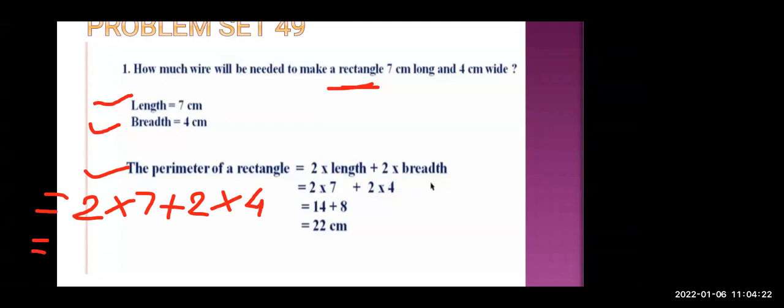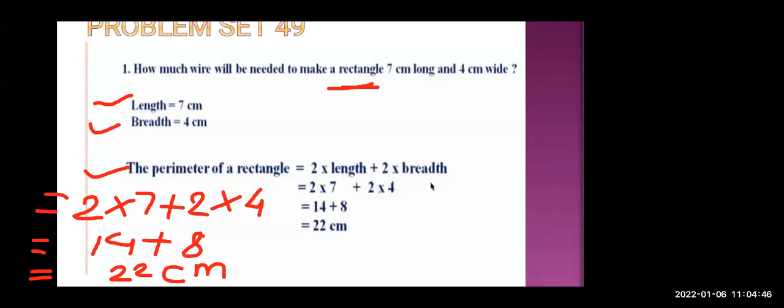Now we'll multiply this. 2 7s are how much? 2 7s are 14 plus as it is plus 2 4s are 8. Then add this one. 14 plus 8 will become 22 and it is given in the unit that is centimeter.